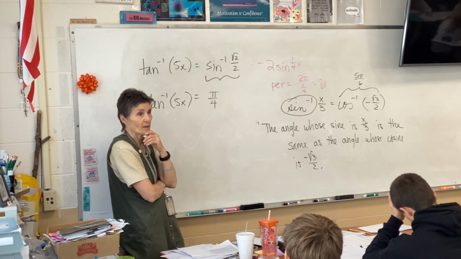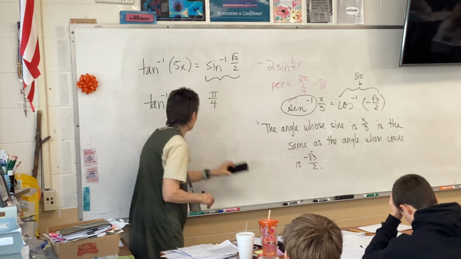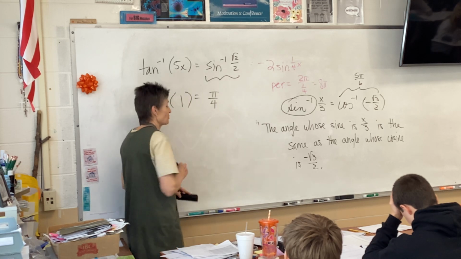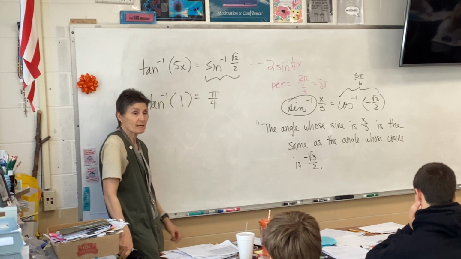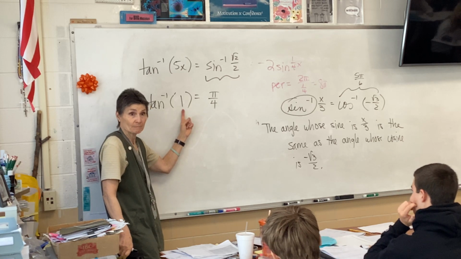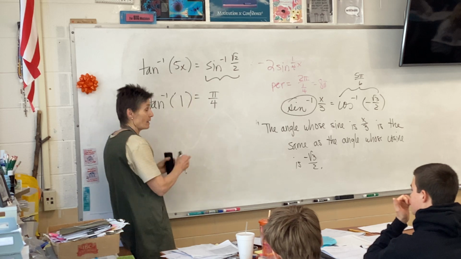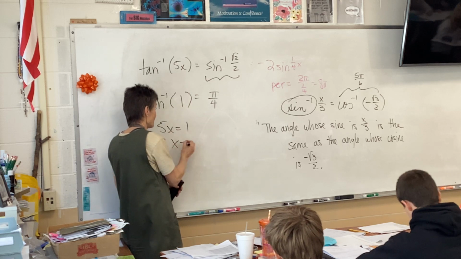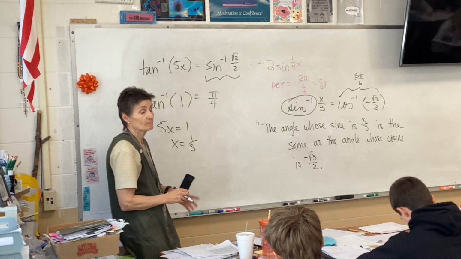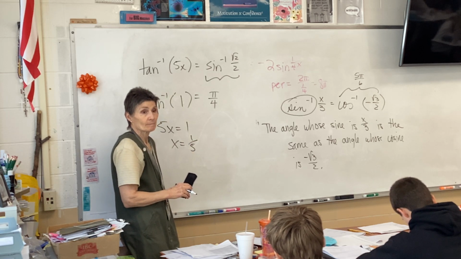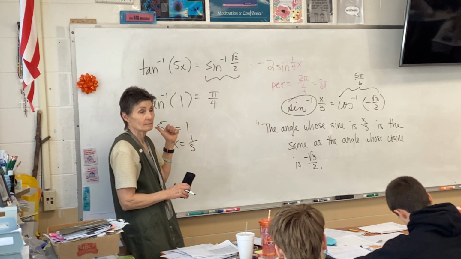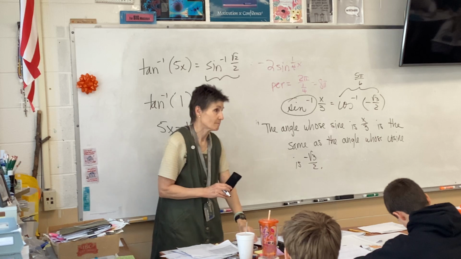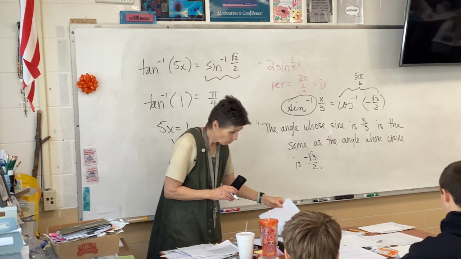What is the tangent of pi over 4? 1. So is this a true statement? Let me just write. Is that a true statement? Yep. So in order for this to be a true statement, I need that to be 1. Which means what about x? X has to be 1/5. Now you understand why that one didn't work, but this one does. It's that whole quadrant thing. You gotta make sure you're in the right quadrant.